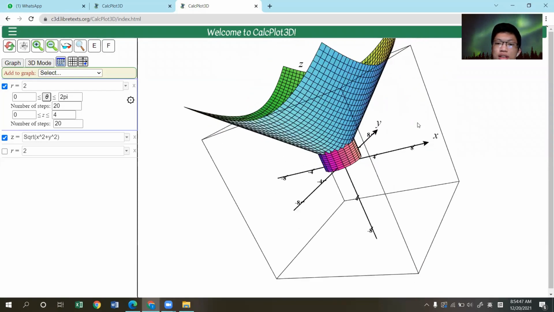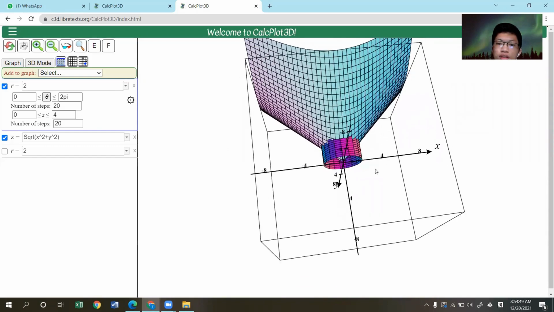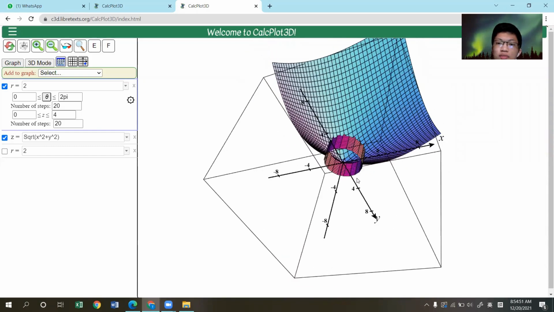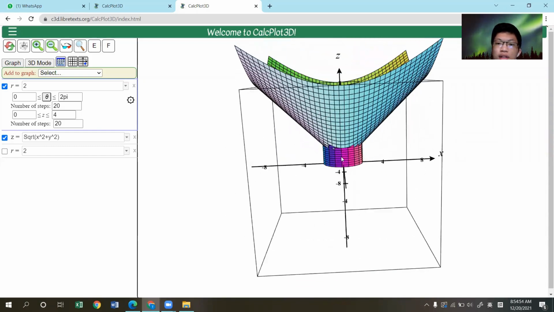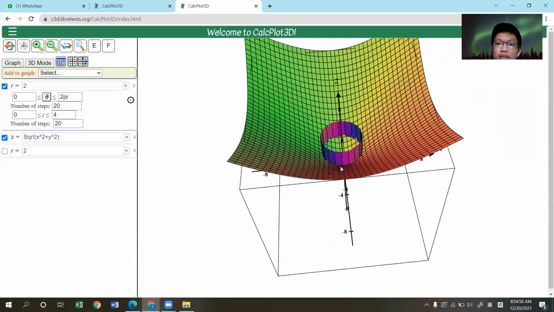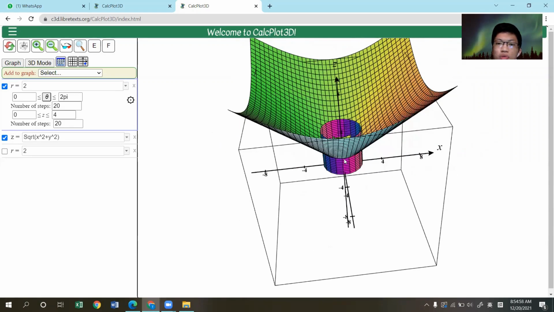If we look, the cone starts from 0, and the intersection between the cone and the cylinder is at coordinate 2.